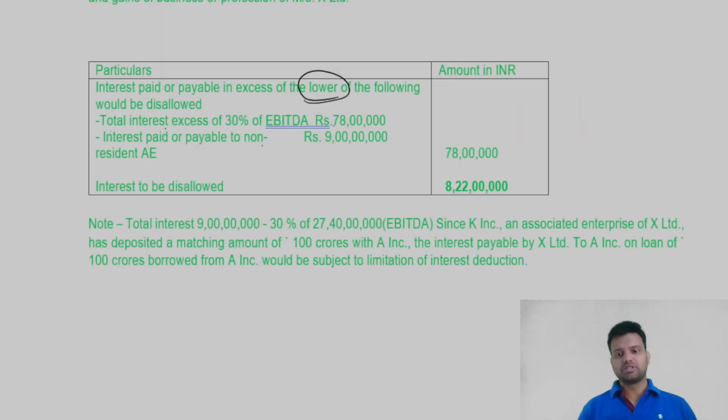What we need to do is just apply the formula, just apply those conditions here. So what are those conditions? How do we define the amount of disallowance here? Condition number 1, total interest minus 30% of EBITDA, that is, total interest in excess of 30% of EBITDA. It is one and the same. And condition number 2, actual interest paid or payable to its associated enterprises, whichever is less. That is the condition, right?